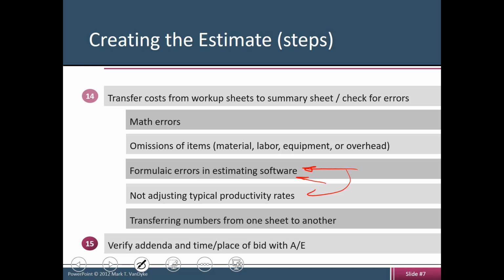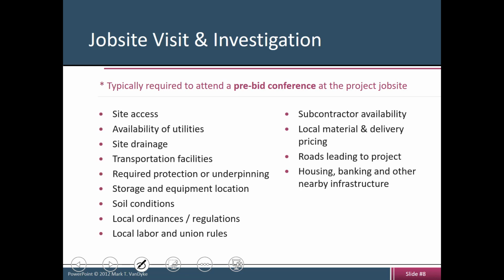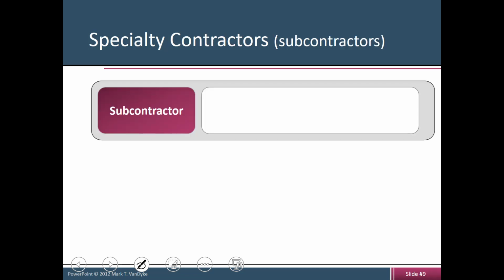Make sure that you verify all the addenda, time and place of the bid with the architect and things like that. So normally you are going to have a pre-bid conference. Whoever wants to participate in that bid are welcome to meet and go to that conference. You typically look at the site access, the drainage. It's a nice, good idea to basically grab a shovel and check the soil conditions yourself, see if there are any ordinances and regulations and things like that. So basically, again, get a feel if this is the right project for you or not.